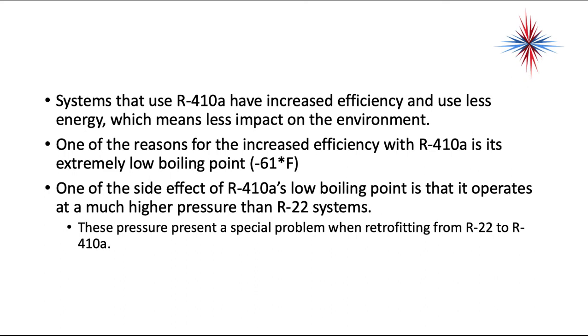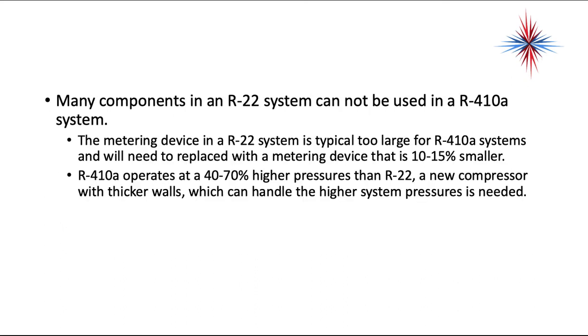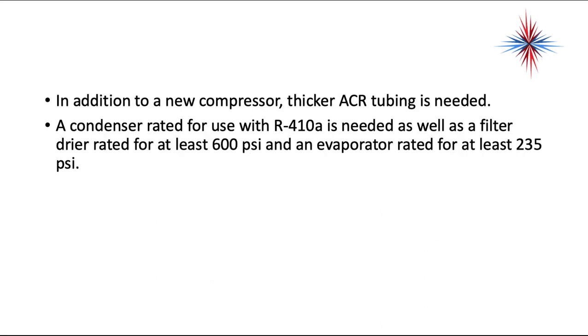These pressures present special problems when retrofitting from R-22 to R-410A. Many components in an R-22 system cannot be used in an R-410A system. The metering device in an R-22 system is typically too large for 410A systems and will need to be replaced with a metering device that is 10 to 15% smaller. R-410A operates at 40 to 70% higher pressures than R-22. A new compressor with thicker walls which handle the higher system pressures is needed.